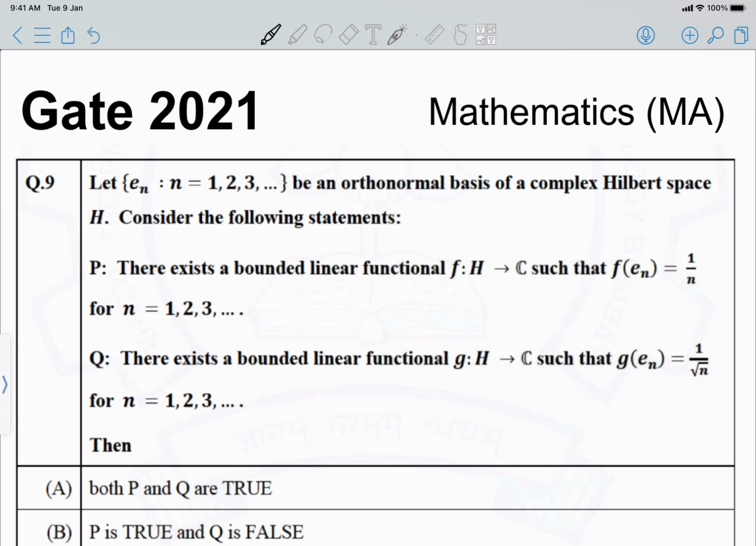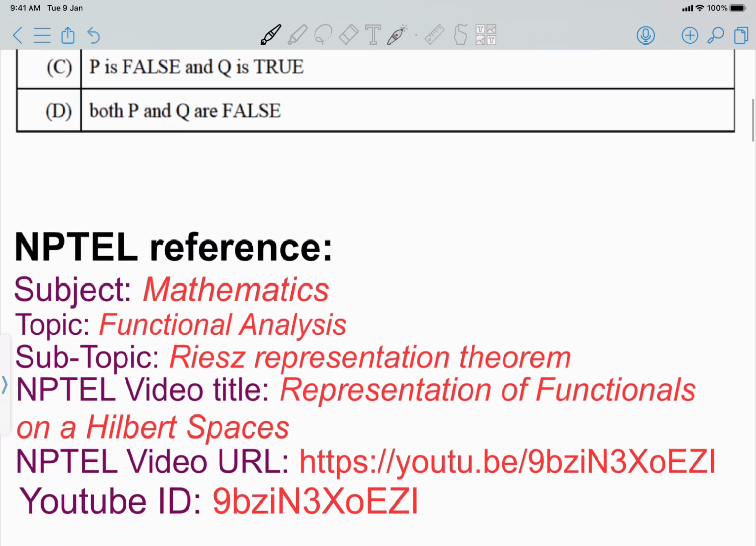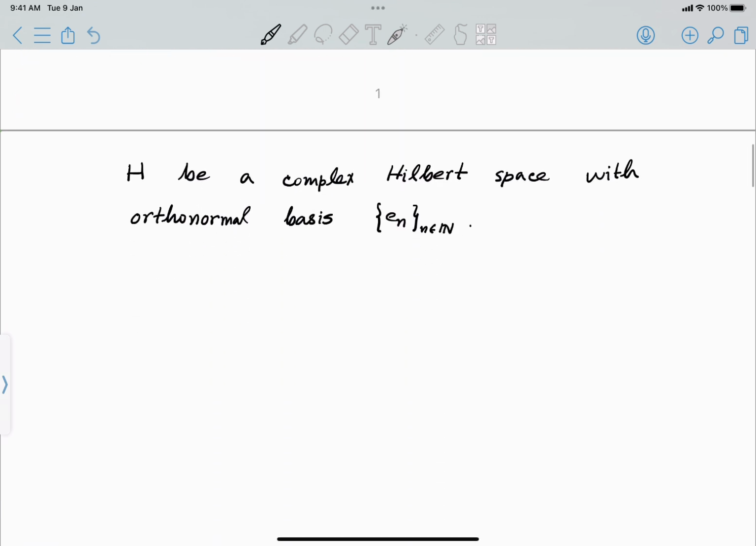Now what we have to show: we will show that P is true and Q is false. That means there exists a bounded linear functional for P, and there does not exist any bounded linear functional G of this form for Q. So let us first prove P. For that we need a result, the Riesz representation theorem. So what is the Riesz representation theorem?